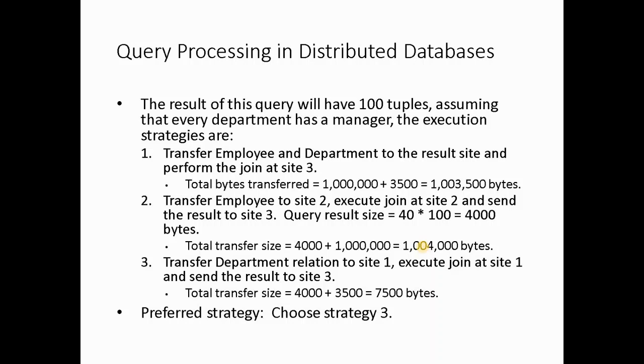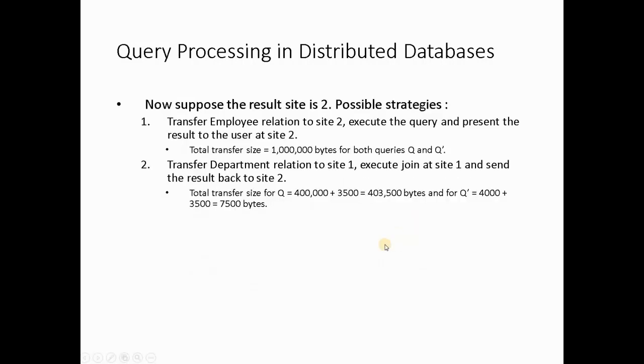Second one, you transfer the employee to site 2, perform the join operation, then send the results to 3. So in this particular case, it's 40 into 100, we have 4,000 bytes. So 4,000 plus 1 million, or 1,004,000 bytes. If you do the third strategy, that means you put the department at site 1, do the join and transfer. So that means 4,000, 40 into 100, plus 3,500, you will get 7,500 bytes. So here also the preferred strategy is 3, if you look at the minimum number.